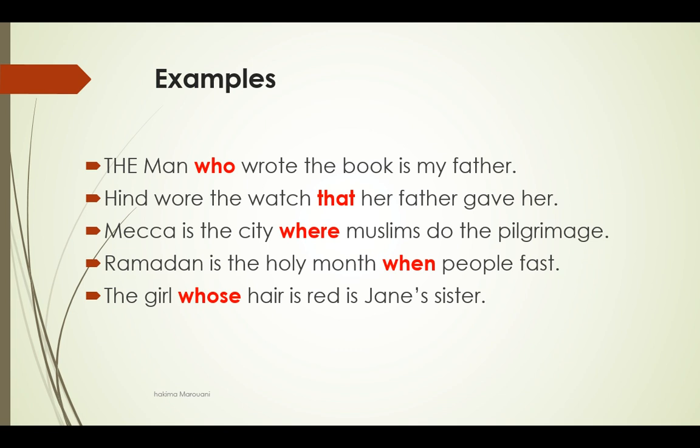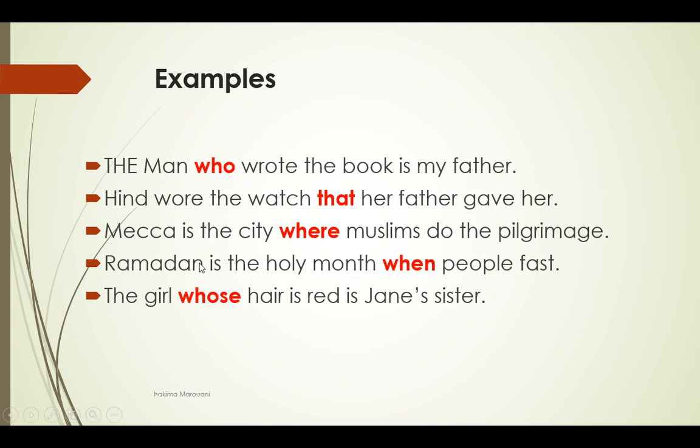So, as you can see here, we have a number of expressions, namely these ones. The man who, the watch that, the city where, the holy month when, and the girl whose. So here you might say, okay, these are WH questions. Who, where, when, whose. Yes, these expressions, we use them as in what we call WH questions, to ask about person, to ask about place, to ask about time, and to ask about possession.